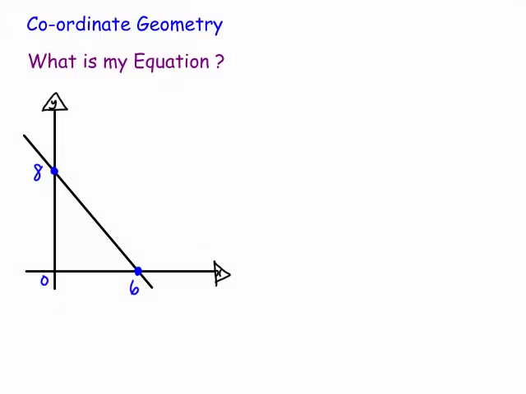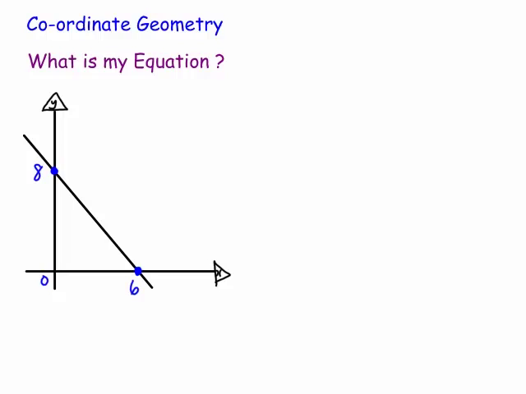Welcome to Maths with Bob. Today we're looking at coordinate geometry again and finding equations of lines which are given by certain conditions. Sometimes you're actually given the line, like this one. You can see the line goes through 8 on the y-axis and 6 on the x-axis. We're just asked to find its equation.